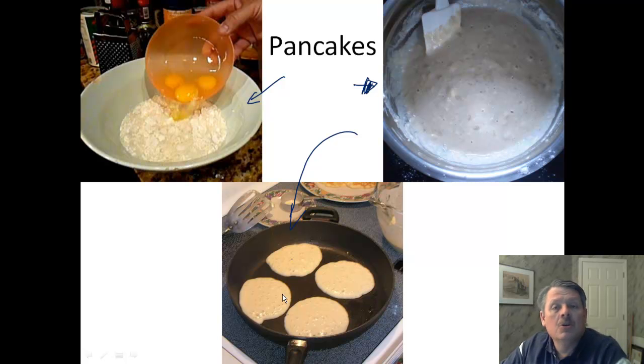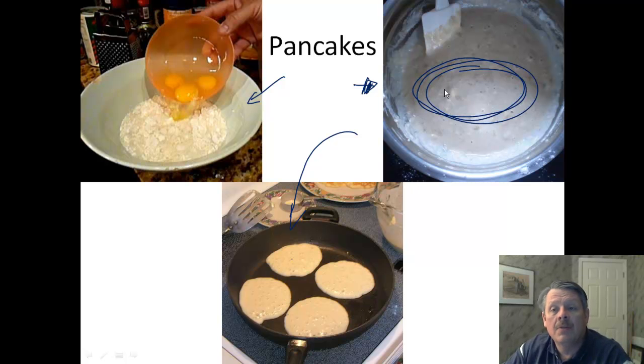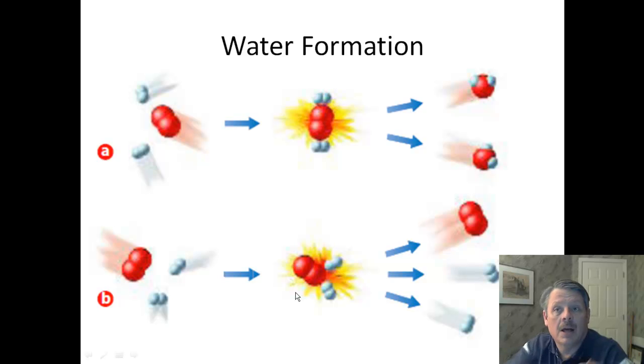Anyway, what we're talking about is the collision between the molecules. And these molecules are colliding up here, but they don't have enough energy to react. Whereas these molecules are colliding, and they have enough energy because we added heat. And when we added heat, that was enough to make them collide properly.